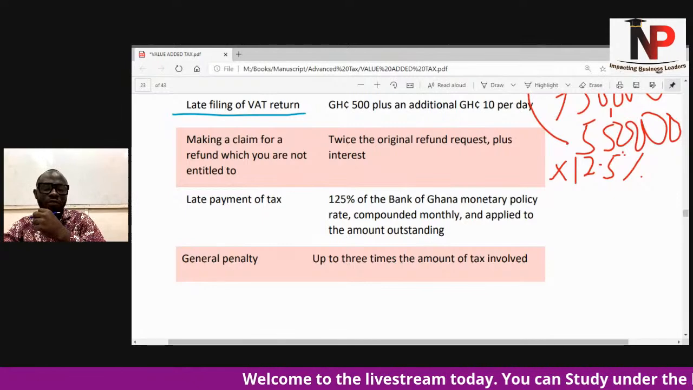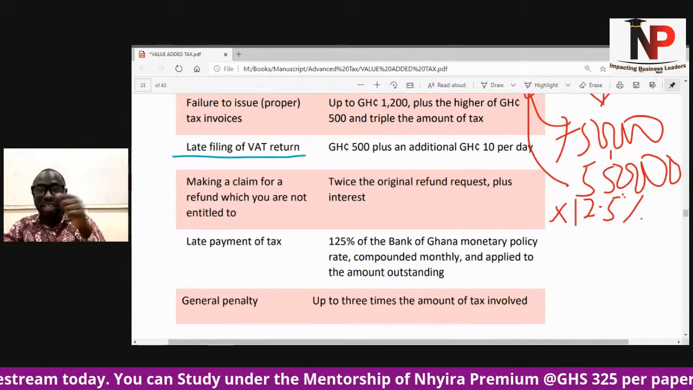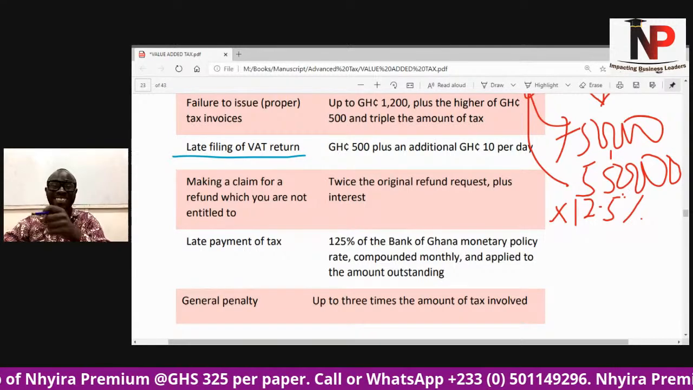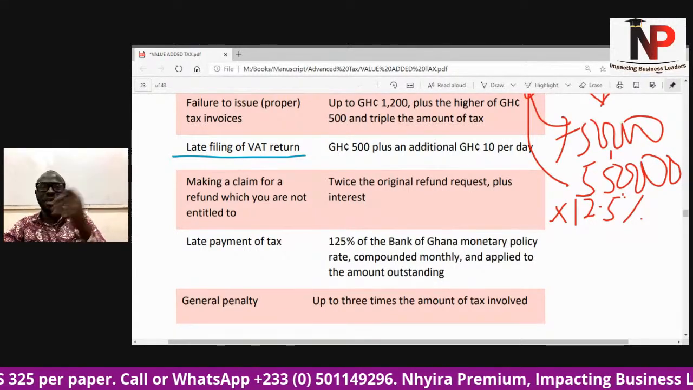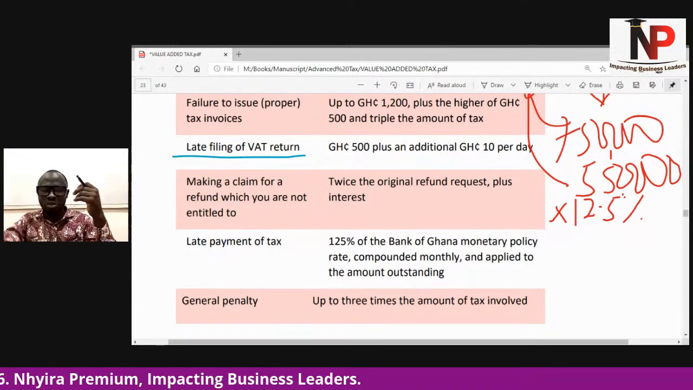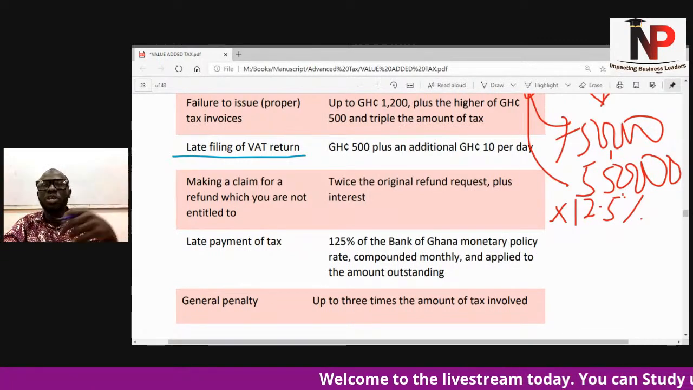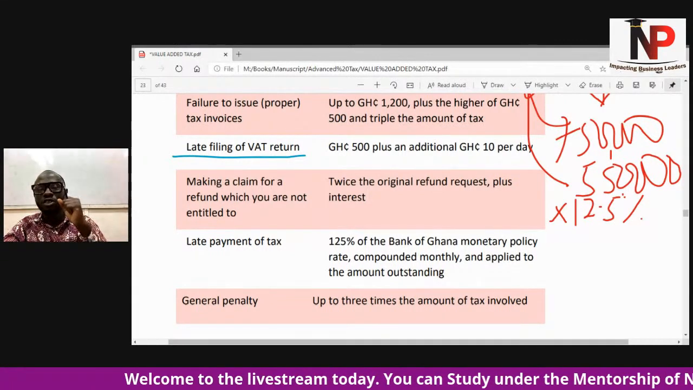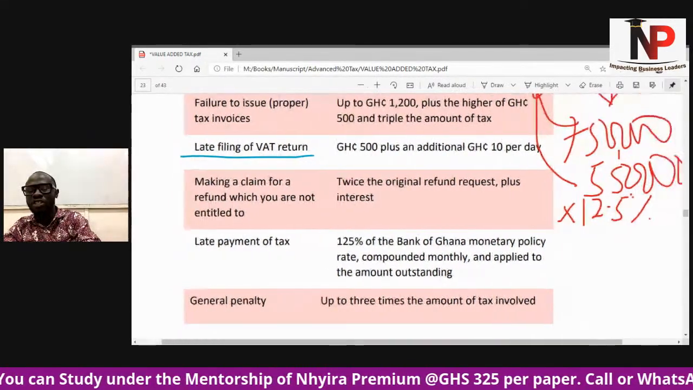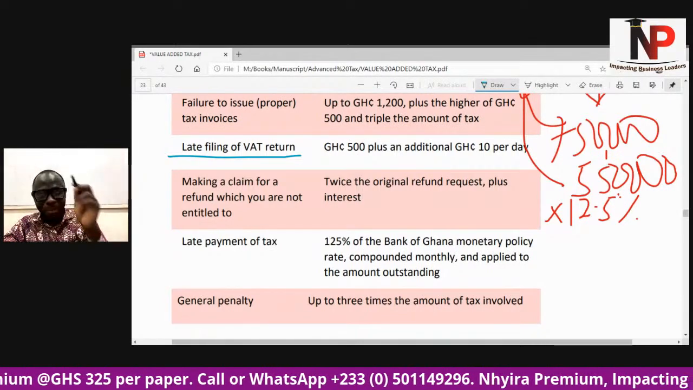Next one, making a claim for a refund which you are not entitled to. That one, you're going to pay twice the original refund request plus interest. So, for instance, maybe you bought something and you thought that you would claim a tax deduction on that. Then you make a claim that you want a refund from the revenue authority. They said it's not possible. You said it's possible. Now, for wasting the revenue authority's time, we're going to punish you. So you're going to pay twice the original amount that you wanted as a refund, plus interest. Can you imagine that? Plus interest.